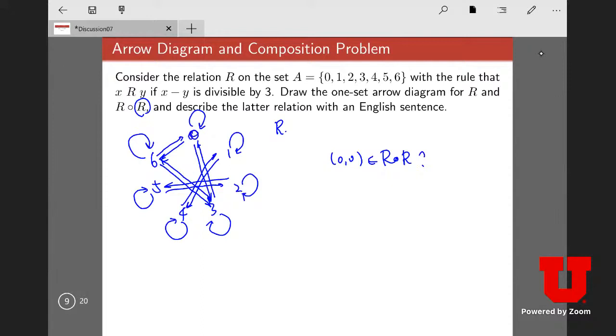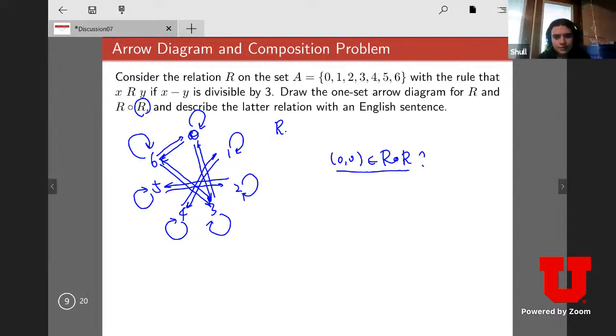We start from 0, we go back to 0, and we go back to 0 again. We loop through it twice. That's a double arrow. We have 2 arrows here. That's why 0, 0 is also in R composed with R. So if that's the case, any of these single ones, these arrows going back to itself, would all be in R composed with R.